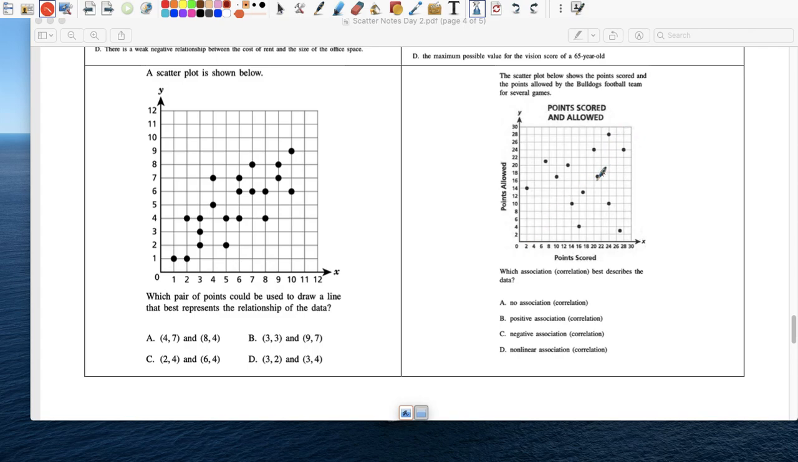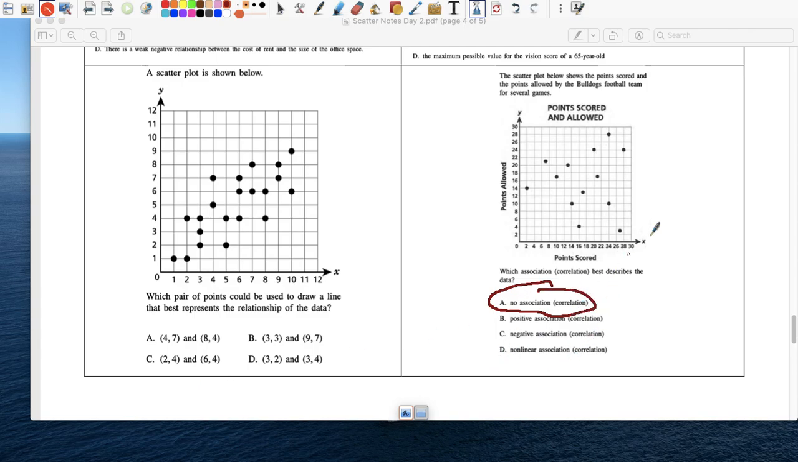Is this a positive? Let me see. The higher we score, the more we allow. Is that true? Let me draw a line of best fit. Definitely not a strong correlation. A, no association at all.